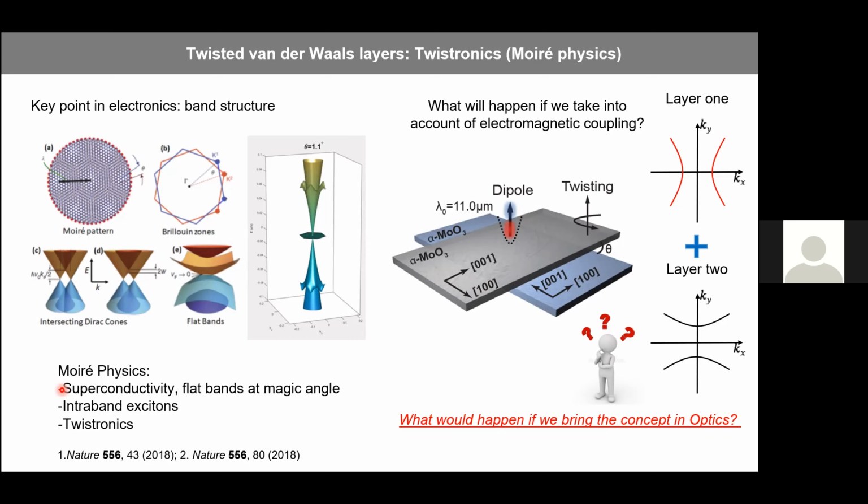No matter how we rotate them, it will always be the same. But now with the molybdenum trioxide, we have these two sets of open hyperbolas as the isofrequency curve. Just imagine if we take into account the electromagnetic coupling between two layers, and then we put them together and rotate them with different angles, maybe we can find something interesting.